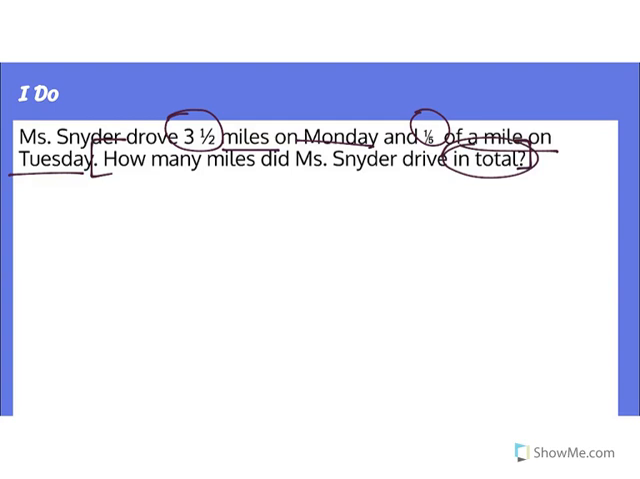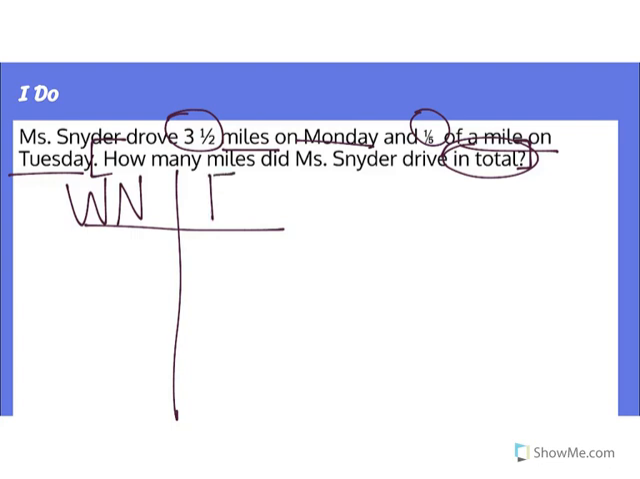I know it's asking me for the total, and I'm supposed to be combining two different numbers. That means that I'm adding. I know that when I add fractions, I set up a T-chart. On the left side, I put my whole numbers, and on the right side, I put my fractions. I know that I'm adding 3 and 1/2 plus 1/5.